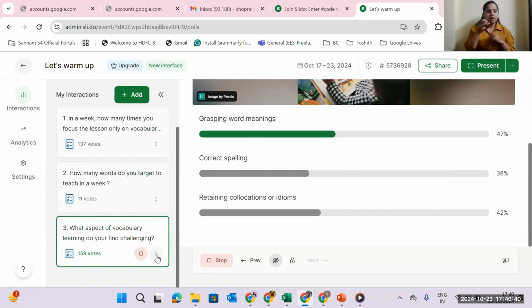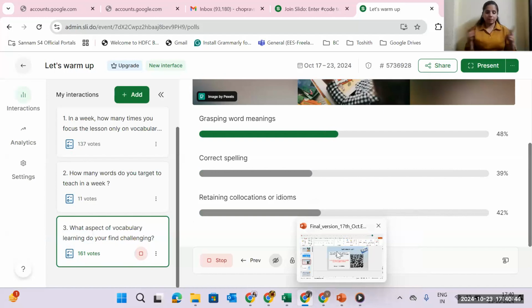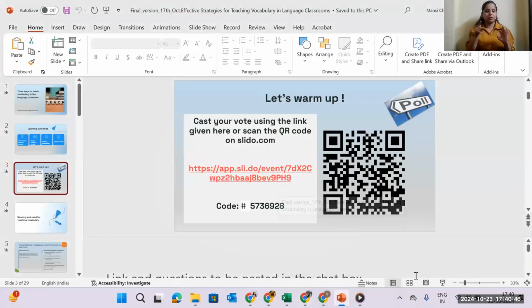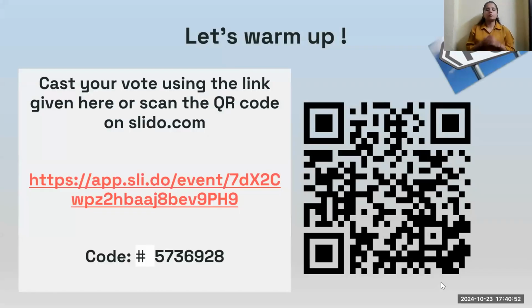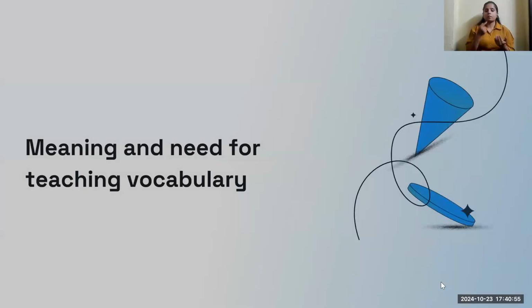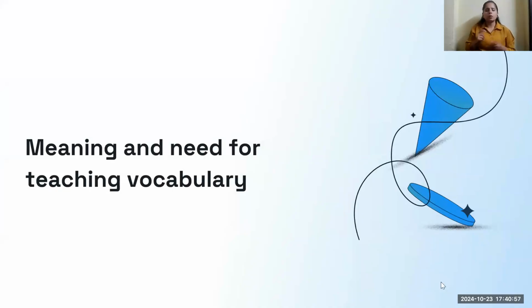So thank you so much for sharing your responses and your perspective when it comes to vocabulary teaching and learning. Now, to address your concerns and issues, we will move forward, starting with, what do we mean by vocabulary and what's the need to teach vocabulary?